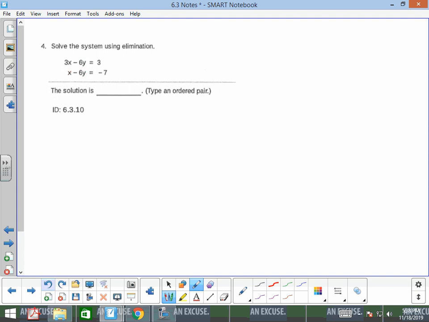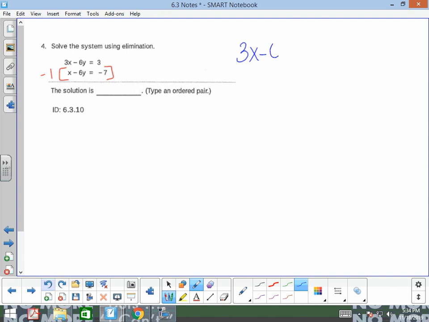But in order to do that, I have to multiply the whole equation by negative 1. So the top equation is going to stay the same. And I'm going to multiply negative 1 times x, negative 1 times negative 6y, and negative 1 times negative 7.